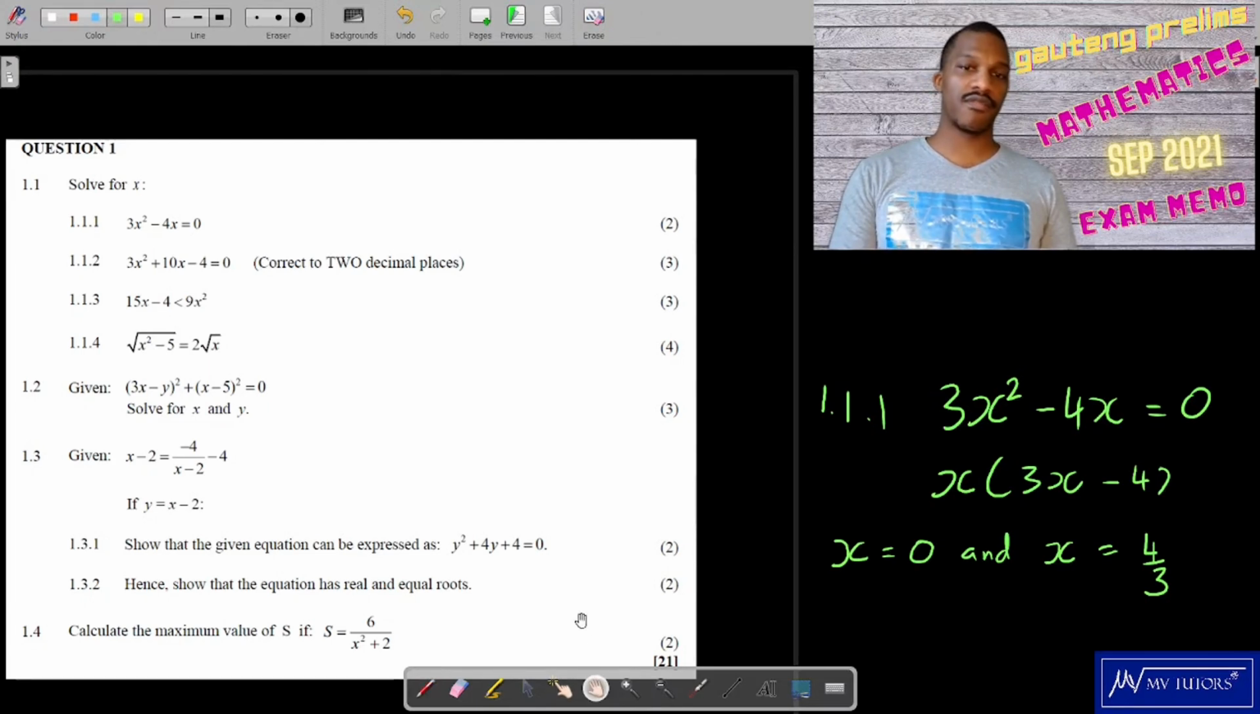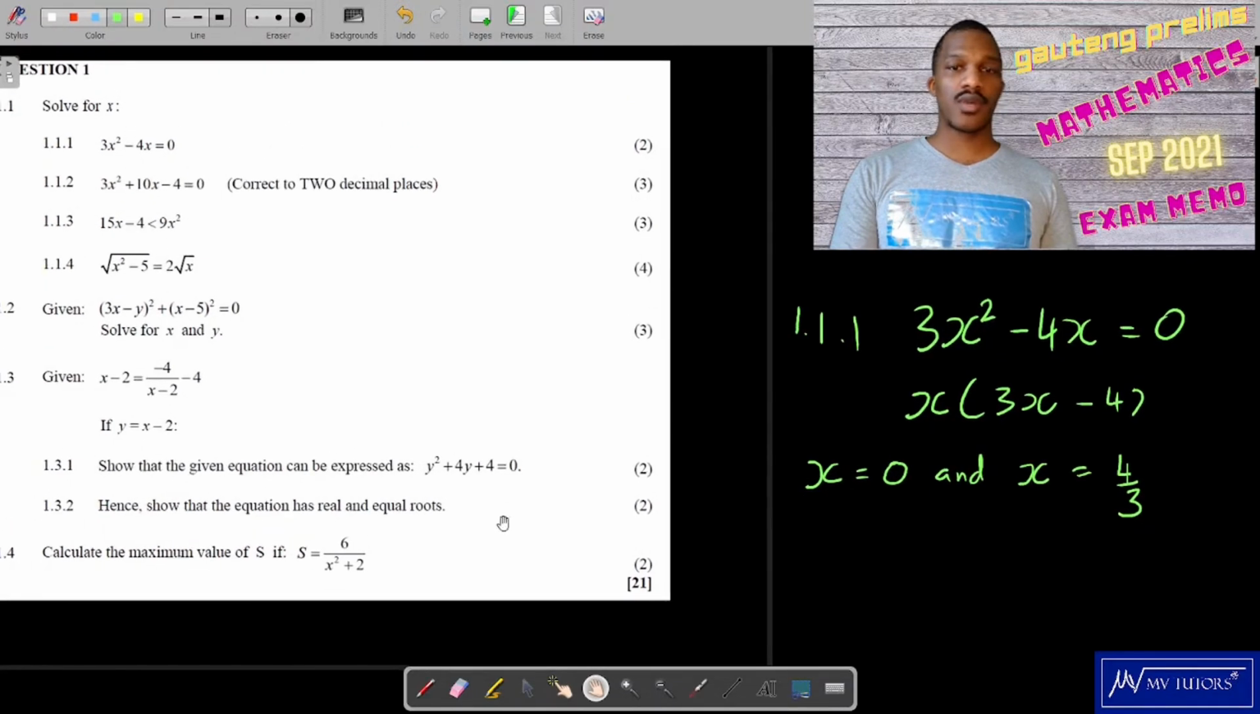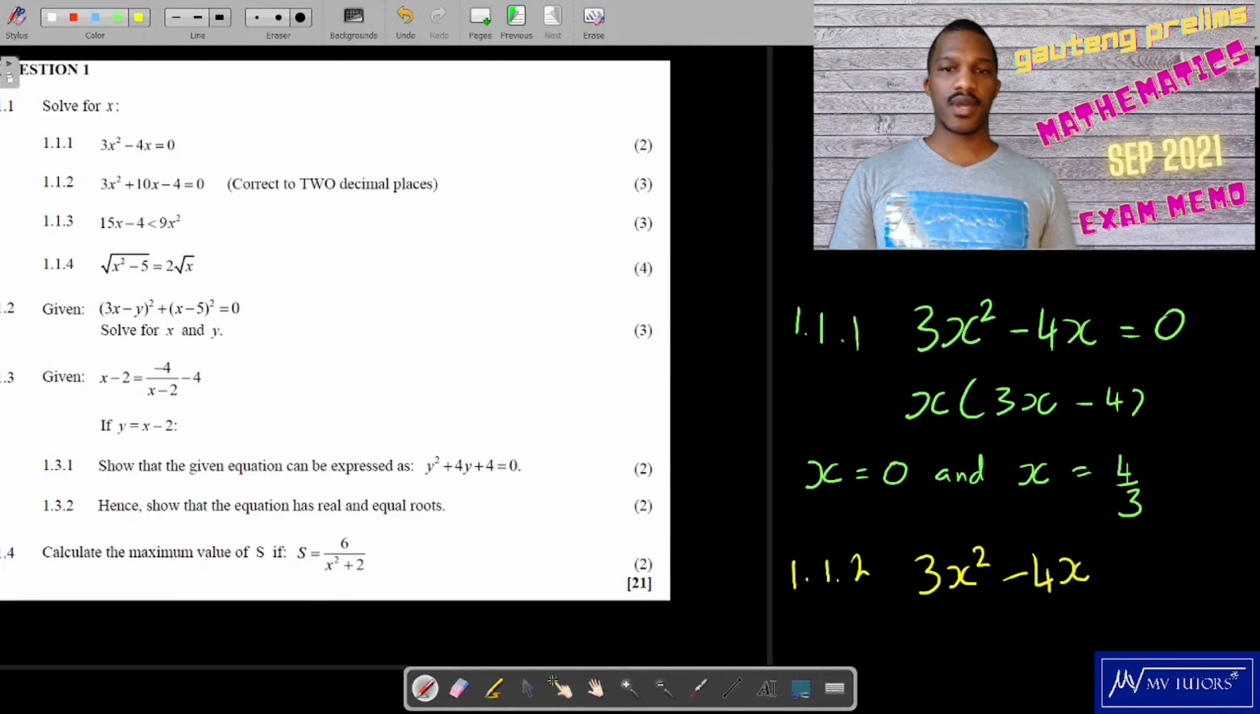It's straightforward. Okay, the next one, 1.1.2, we are given 3x squared plus 10x minus 4 equals 0. Sorry, I repeated the previous one. It's the morning, guys, please forgive me, I just woke up.